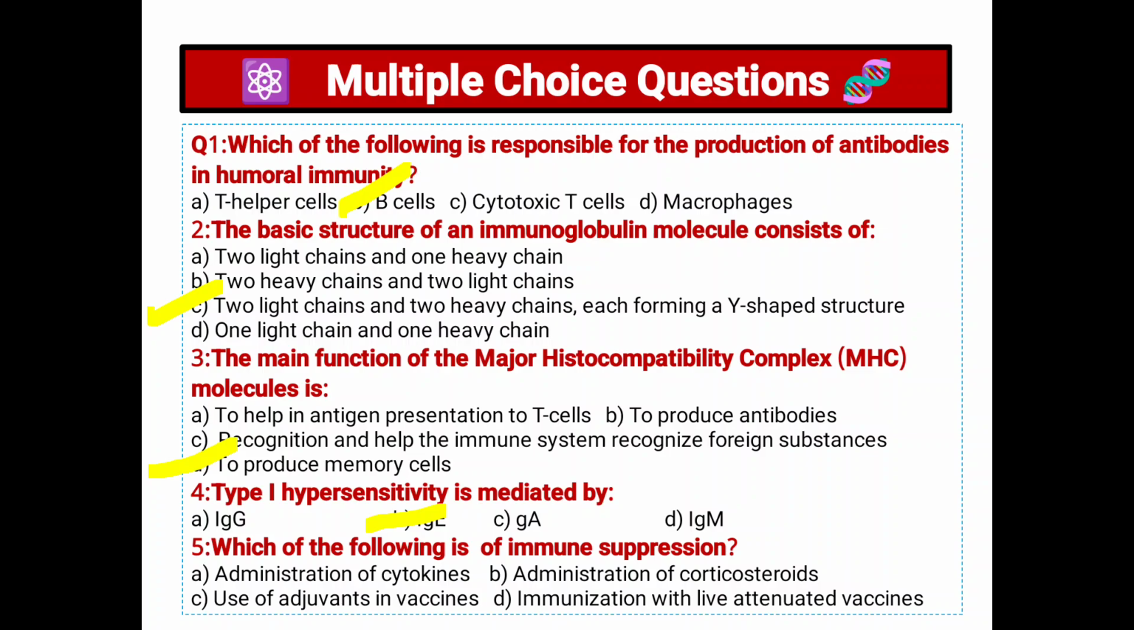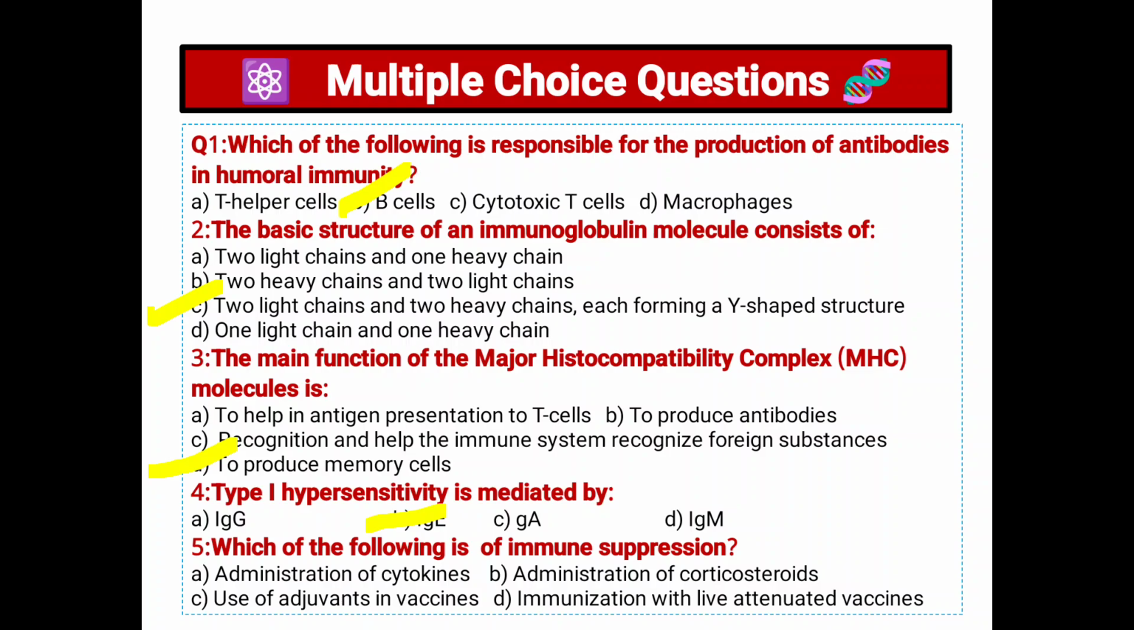Next, which of the following is an immunosuppression? Immunosuppression means suppress the immune system. Option A, administration of cytokines. B, administration of corticosteroids. C, use of adjuvant in vaccine. D, immunization with live attenuated vaccines.